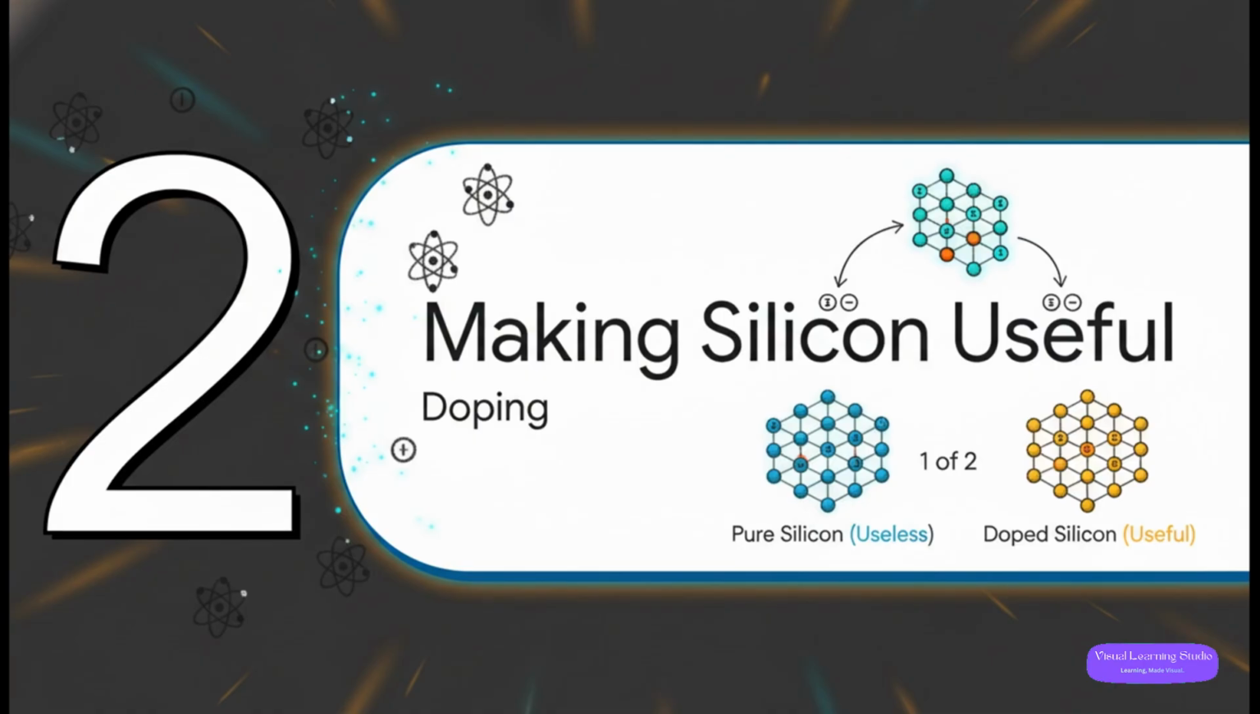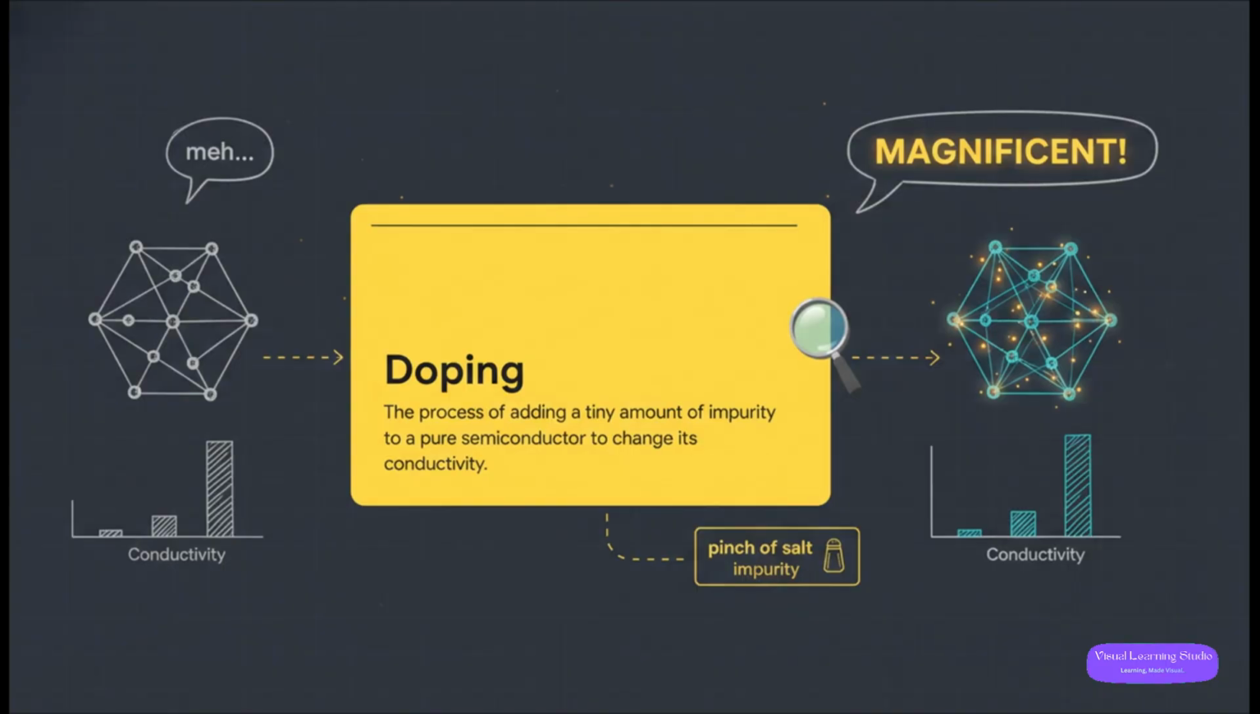This is where the first real stroke of genius comes into play. The solution isn't to change the silicon itself. No, it's to intentionally introduce a few atomic troublemakers into the mix. This process is called doping. Doping is just an incredible concept. I want you to think of it like adding a pinch of salt to a really bland dish. You add just a tiny amount of this other ingredient, this impurity, and it completely transforms the properties of the silicon. It takes it from meh to absolutely magnificent.